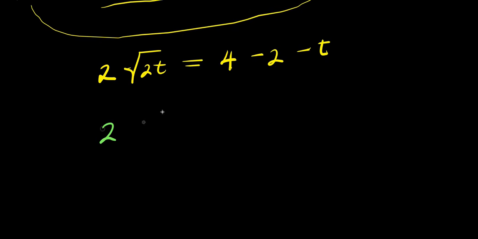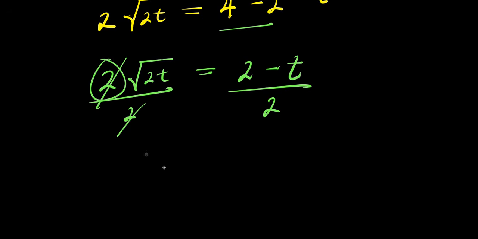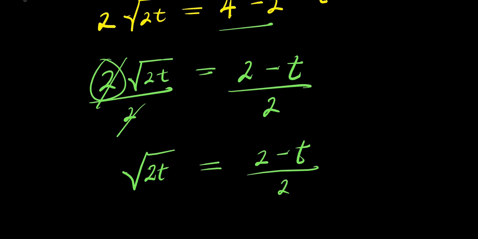From here, you have 2 times square root of 2t equals 4 minus 2. This is 2 minus t. So from here, there's a 2 here. I can divide this by 2, divide this by 2, and let's cancel this. So what I'm going to have left is square root of 2t equals 2 minus t divided by 2. So I can decide to take the squares of both sides of this equation.